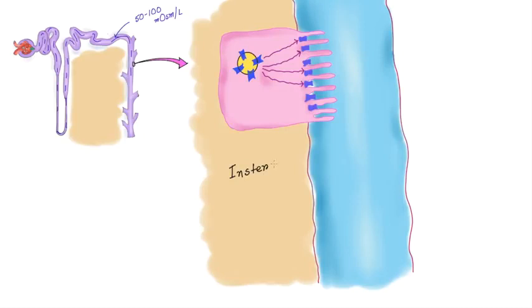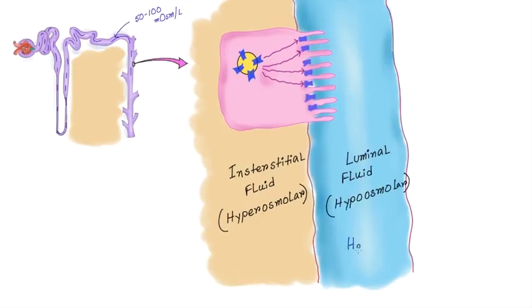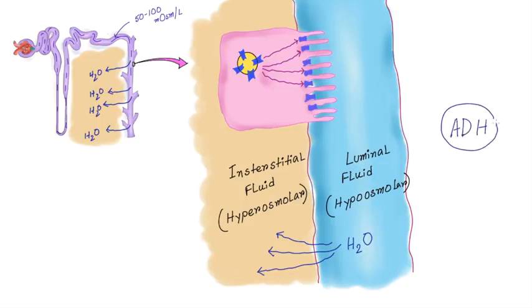Now, listen carefully. The interstitial fluid here is hyperosmolar, but the luminal fluid is hypoosmolar. So, the direction of the water will be from here to here, which means water is reabsorbed back to the interstitial fluid from the luminal fluid in the presence of ADH. So if ADH is present, the distal part of the nephron will be water permeable and you will pass concentrated urine. But if ADH is not there, extra water will come out of your body as diluted urine.